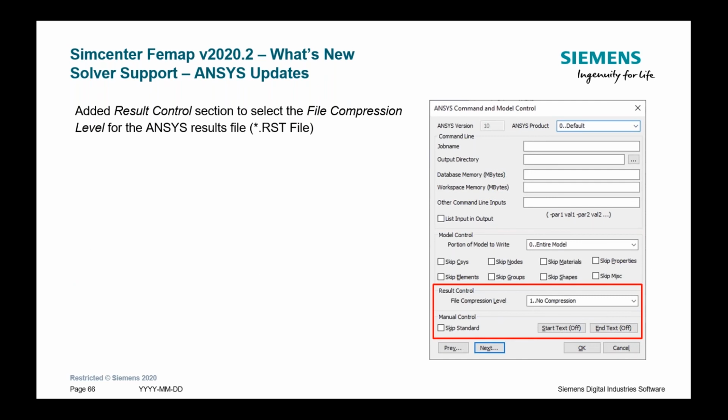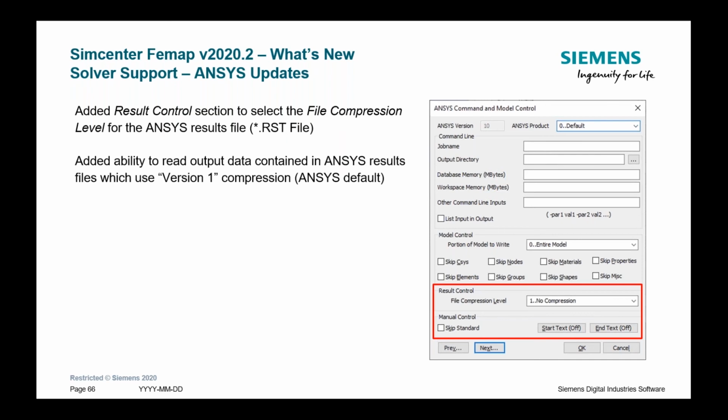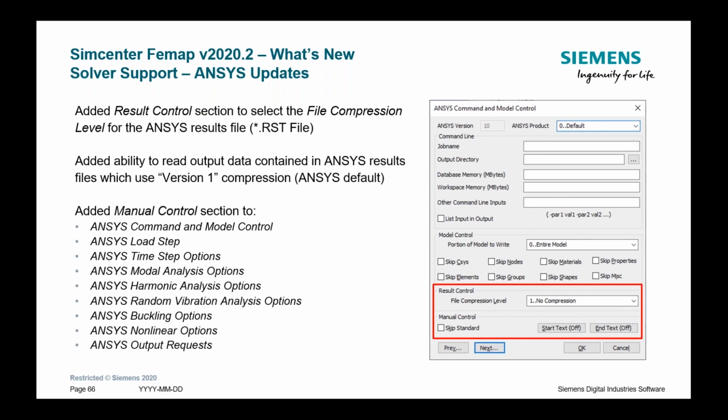Another thing that we did was in a relatively recent version of ANSYS, they added this compressed output file. By default, it's actually set to compression level 1, is what they call it. Our default is still no compression. So if you write it out, it'll basically tell the solver to give you a non-compressed output file. But we also added support to be able to read the output data in those compressed ANSYS results files, which use the quote-unquote version 1 compression.